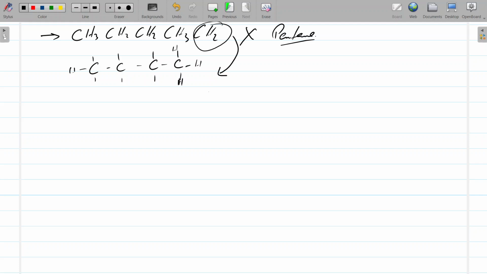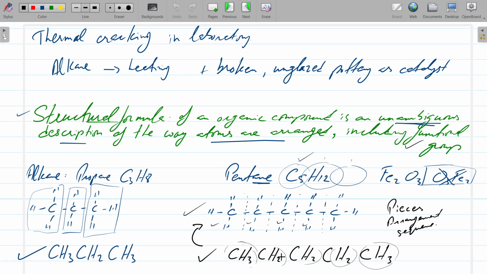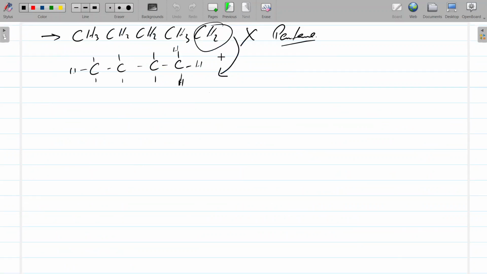Does that make sense? Yes. Okay. And so you have to keep that in mind. Again, it should be unambiguous, not confusing. It's a description of the way atoms are arranged, right? So they're arranged in this sequence, and you look at it in pieces. Now, this was for alkanes.